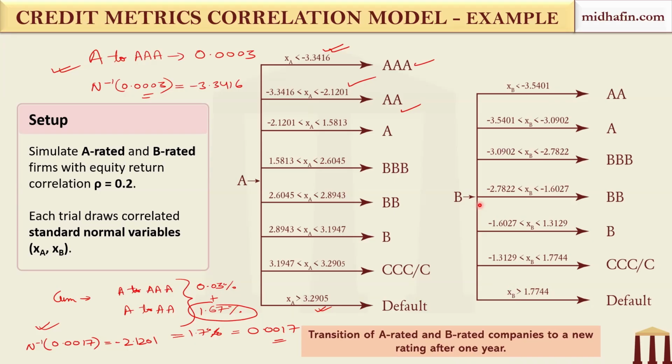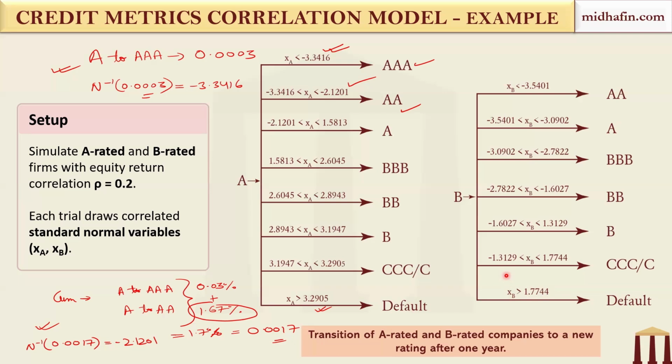So if by chance XA is a very high number, let's say XA falls in this range or in this range, let's say XA falls in the range where A is defaulting. Then since the two firms have a correlation, it means that the chances of XB exceeding 1.7744 will also become a bit higher. Of course, as the correlation increases, that chance will become even higher. Okay, so by repeatedly simulating many such correlated draws, CreditMetrics generates a full joint distribution of rating transitions. And from this, we can compute the portfolio loss distribution as well as credit VaR.